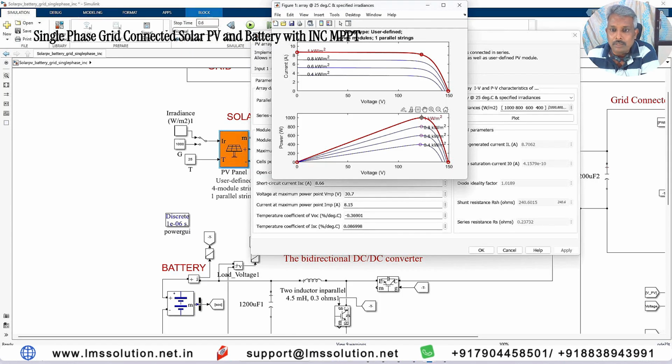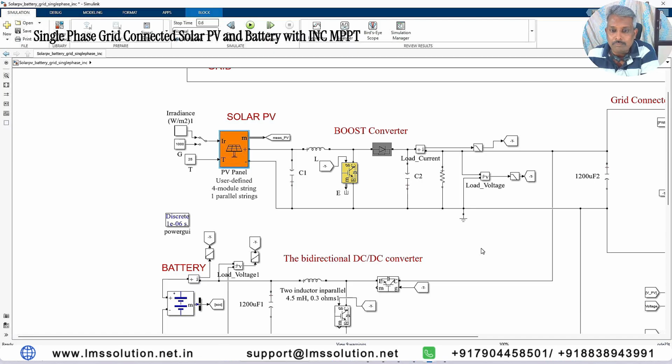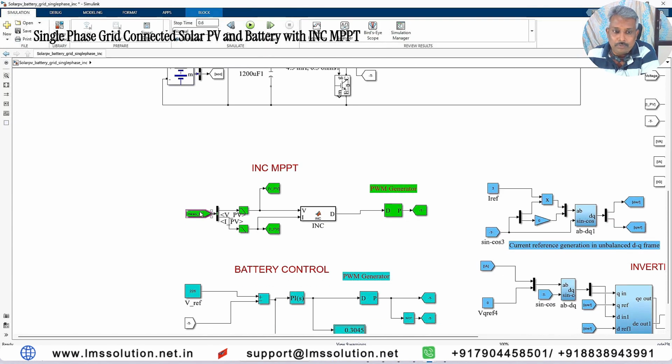We need to extract power as near as possible to that peak point. For that we are using an MPPT algorithm. Here we are using incremental conductance MPPT along with this boost converter to extract the maximum power, trying to extract power nearer to that peak power point. For that we are measuring the PV quantities, like voltage and current, which are processed inside the incremental conductance MPPT.